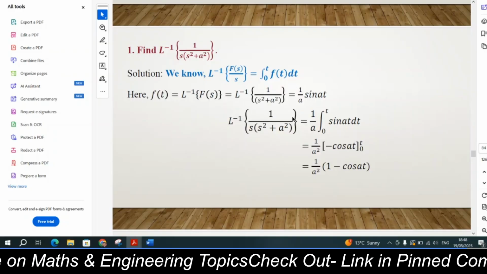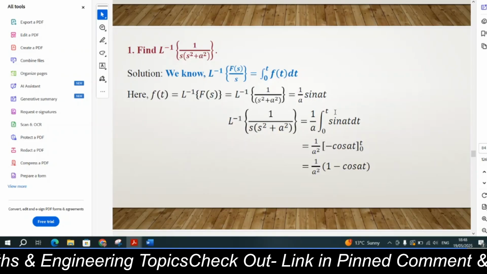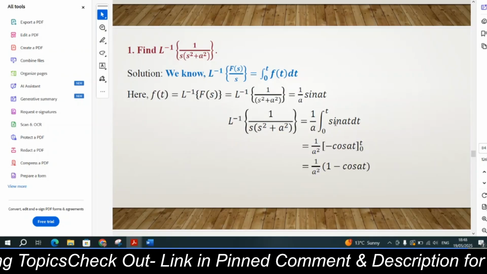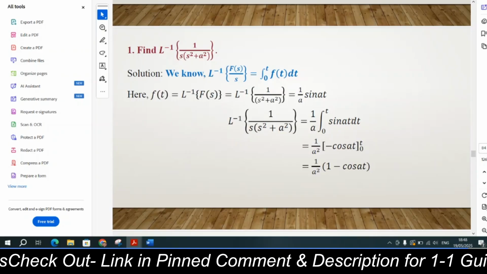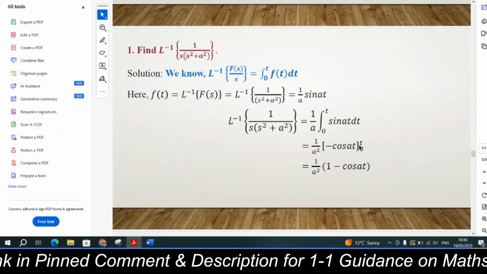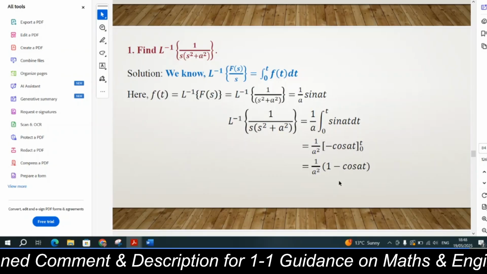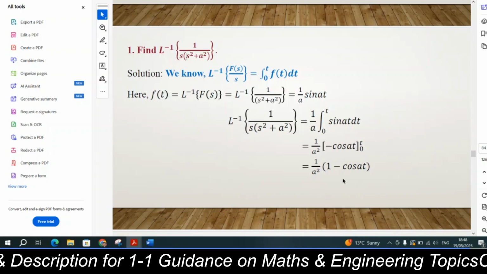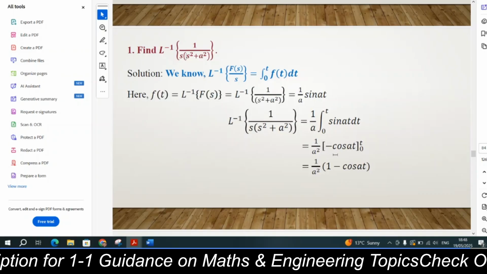Yes, sir. Okay, and now we come to this particular problem. This is the last slide for today. Inverse Laplace of 1 upon s into s square plus a square. Now you have an s over here. You're dividing by s, so you can simply use this formula and write it as integral 0 to t of f(t) dt. Now f(t) in this case will be inverse Laplace of 1 over s square plus a square, which is 1 by a sine at. So 1 by a is a constant and it comes out of the integral 0 to t.